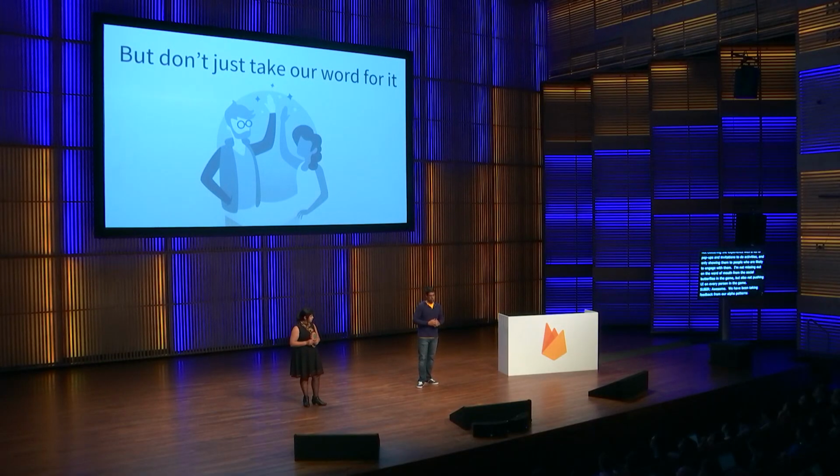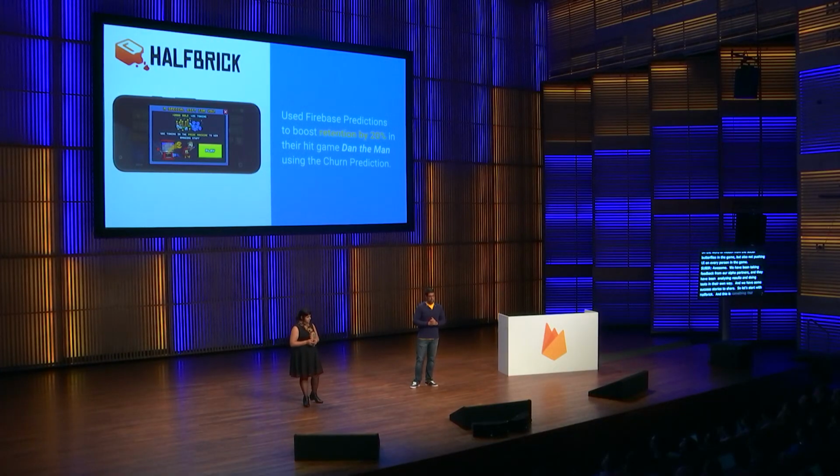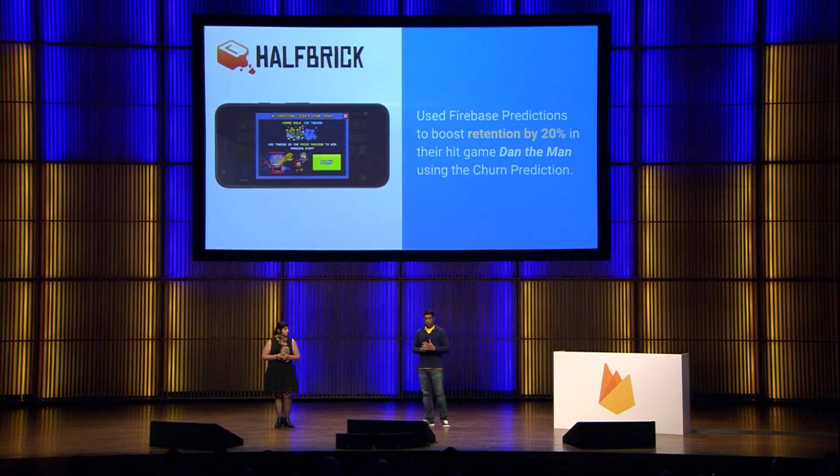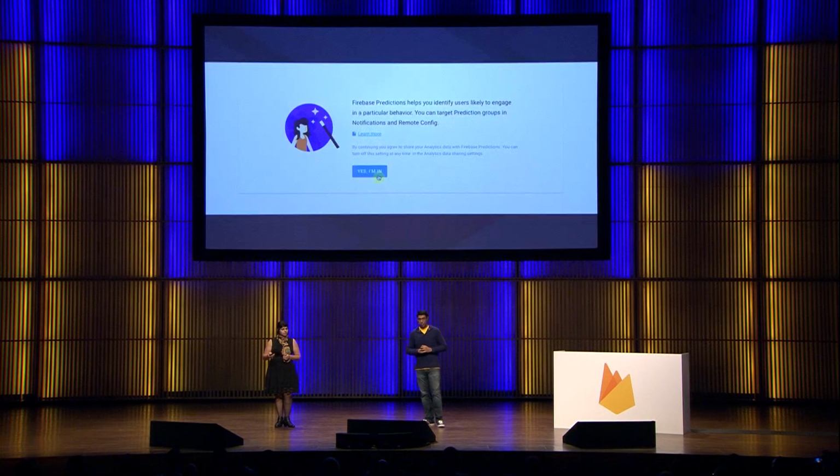Yeah. Awesome. So we've had Firebase Predictions available to our alpha partners for a while, and we've been taking their feedback, figuring out if our model quality is good, and they've been analyzing the results and doing some tests in their own way. And we have some success stories to share. So I'll start with Halfbreak. And this is something that Francis also highlighted in his keynote today. Halfbreak used the churn prediction in their popular app, Dan the Man, and it resulted in a retention rate boost of about 20%.